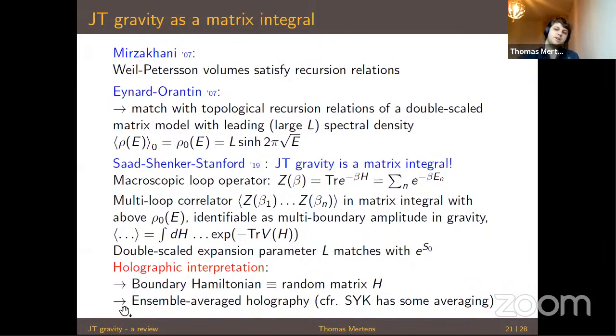So this is not an ordinary version of holography. This is a version of ensemble averaged holography, because we don't know the specifics of this Hamiltonian. It's not fixed. It's randomized because it is the random matrix. And you should compare this, for instance, to SYK, which has some averaging going on in it. The coupling constants in the SYK model are averaged, but this thing is even more extreme. In this case, the entire matrix is averaged. So this is the interpretation of this.